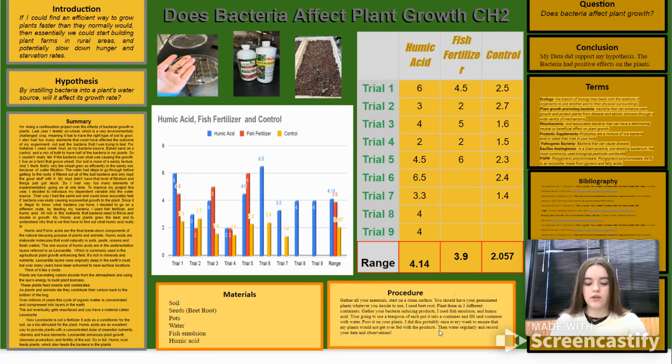And to understand why, you have to understand what humic acid actually is. Humic and fulvic acids are the final breakdown components of the natural decaying process of plants and animals. Humic acids are elaborate molecules that exist naturally in soils, peats, oceans, and freshwaters. The only source of humic acids are in the sedimentation layers, referred to as leonardite. It's rich in minerals and nutrients. Leonardite layers are originally deep in Earth's crust, but over time they've been resurfaced.